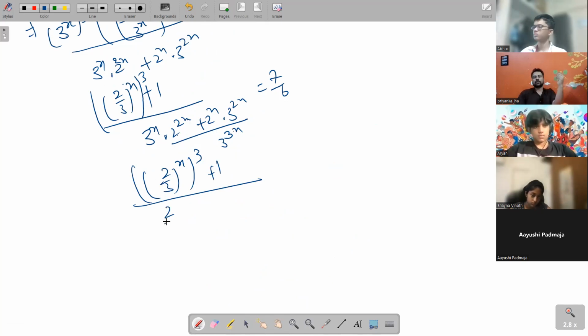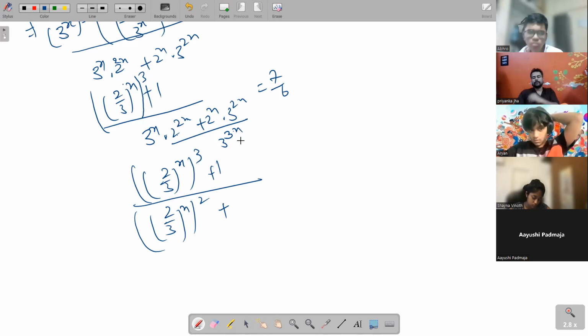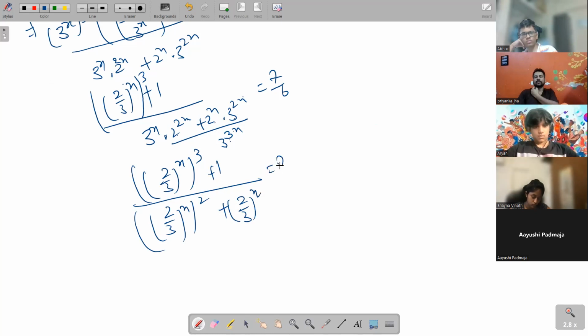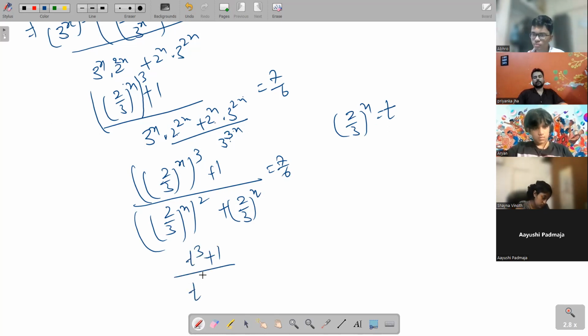2 raised to 2x. So it is like (2 by 3)^x, and then squared. Here you can see 3 raised to 2x and 3 raised to 3x cancel, so only 3 raised to x will be left. So 2 raised to x upon 3 raised to x, that is (2 by 3) to the power x, that is 7 by 6. So let (2 by 3) raised to x equal to t. Put here, this is t cube plus 1 upon t square plus t equal to 7 by 6.